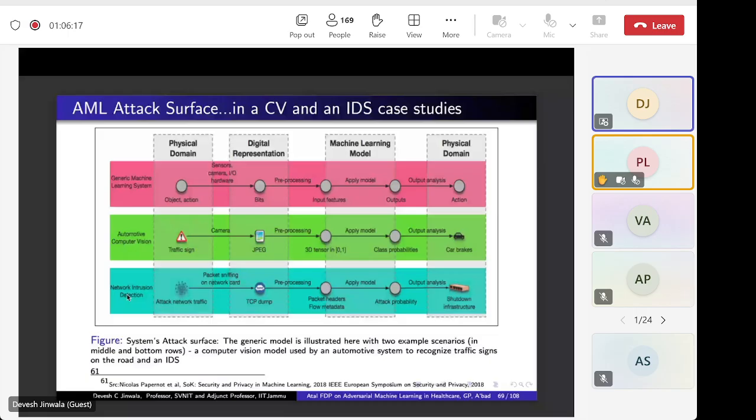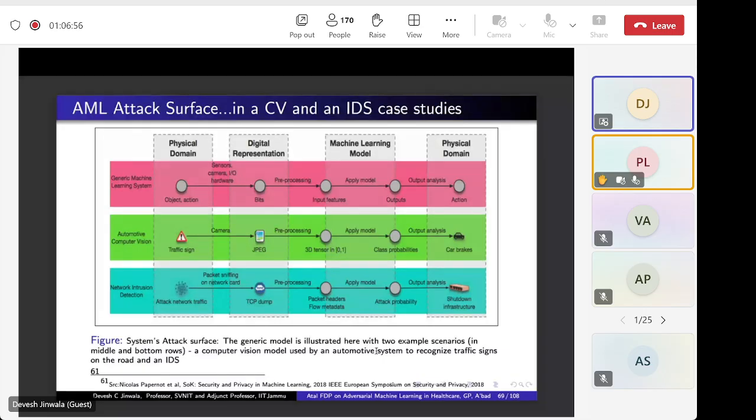So the theme is that a machine learning application will follow similar phases. The only thing is that the entities, the objects of interest, would differ. In case of computer vision, it could be a traffic sign. In case of network intrusion detection, it could be network traffic. But ultimately, that is what I was talking about earlier as attack transferability. An adversary who learns from a particular application would be able to transfer that attack to some other system because the attack surface has more or less remained the same. That is why it says generic model and generic attack surface also.